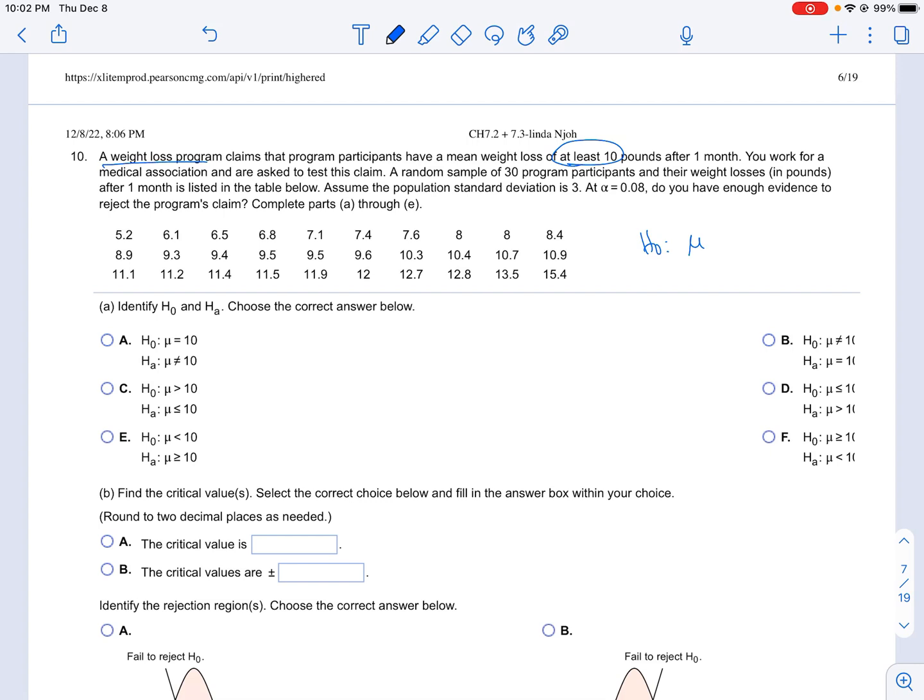Means greater or equal to 10. This is it, at least. But your claim is here. You have n equal 30, alpha 0.08. They gave you the population standard deviation to be 3. So they gave you data.